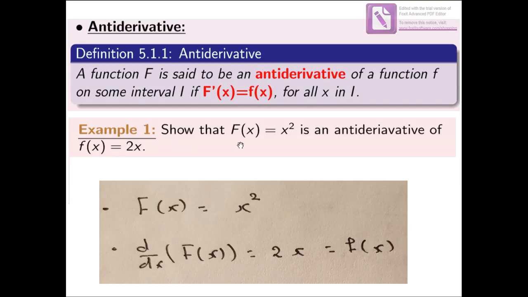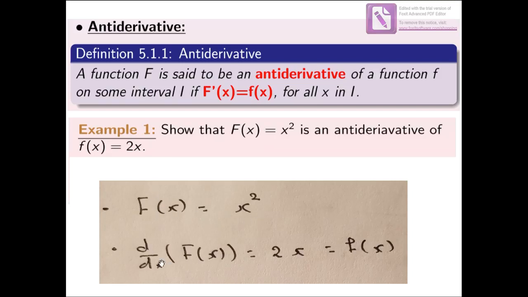Show that F of x equals x squared is an antiderivative of f of x equals 2x. So the original function is x squared. We want to show that x squared is the antiderivative of 2x. So let us differentiate F of x equals x squared, and we want to show that the derivative of this one is equal to 2x.